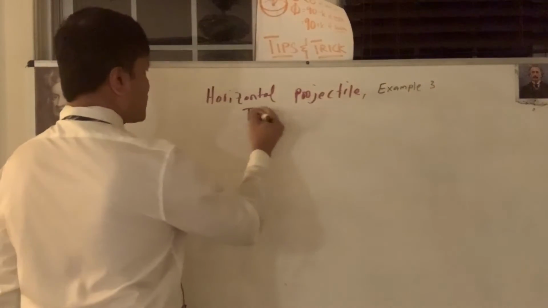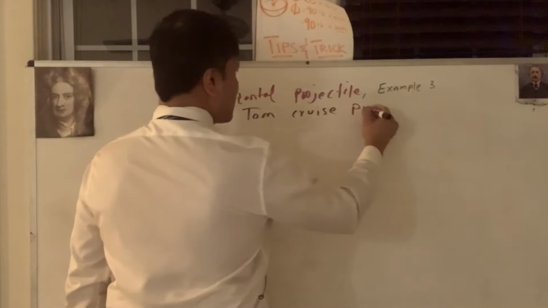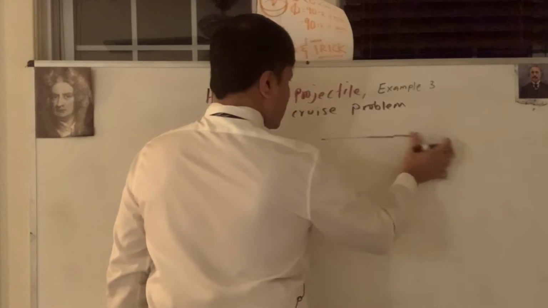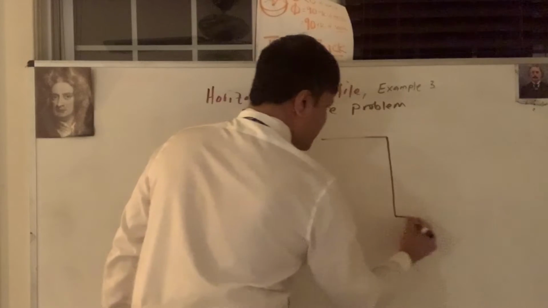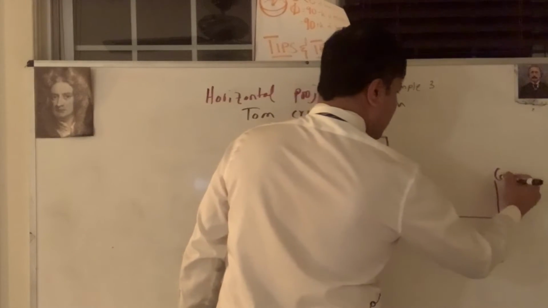I'm going to call it the Tom Cruise problem. As an actor, Tom Cruise needs to know how fast he has to jump off so that he can land at the camera.